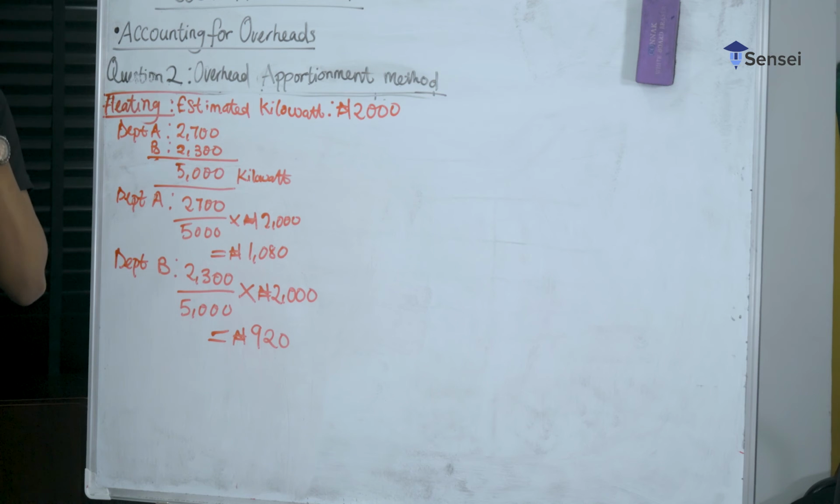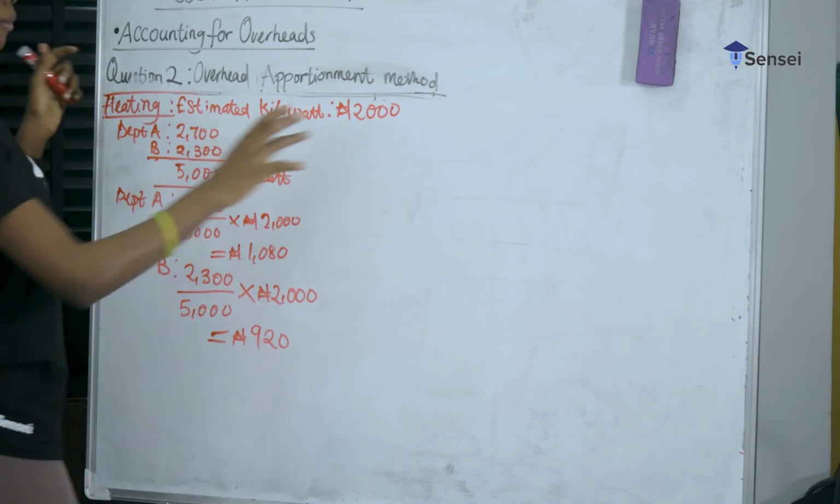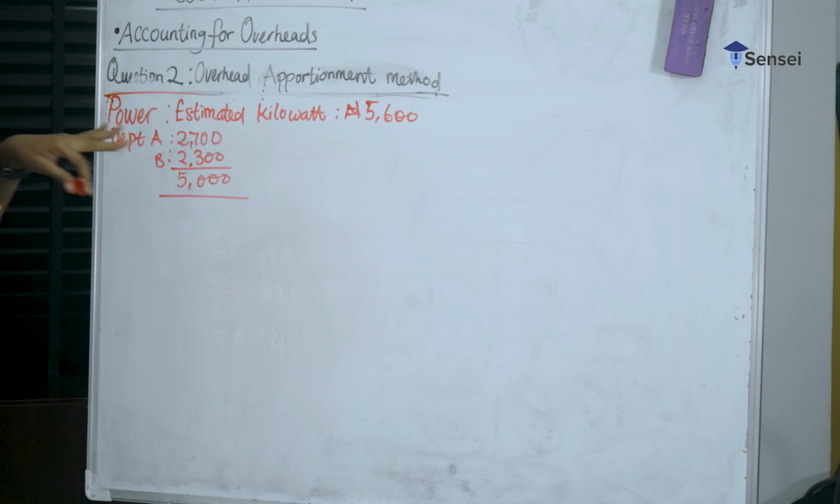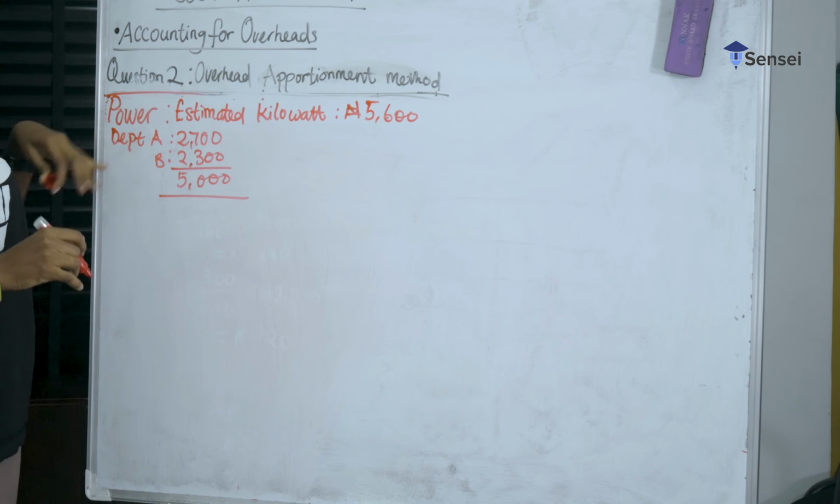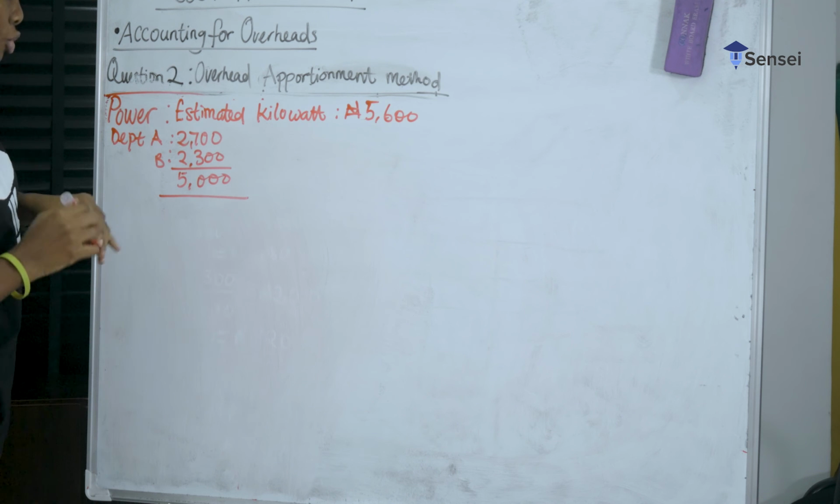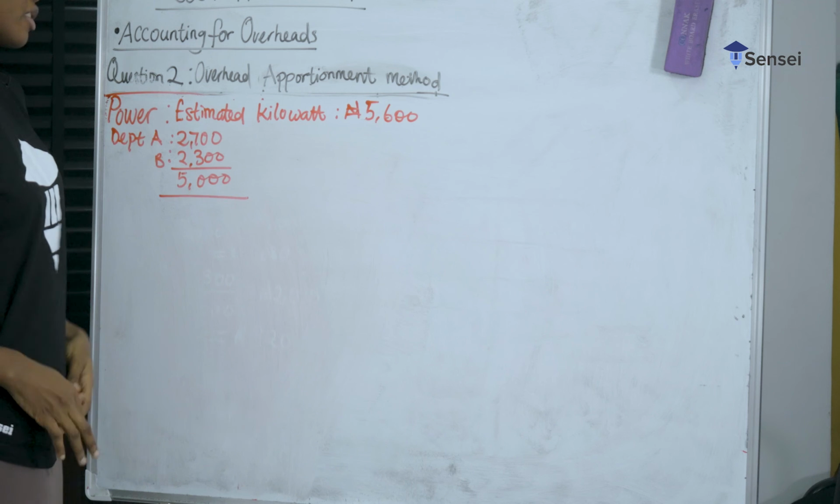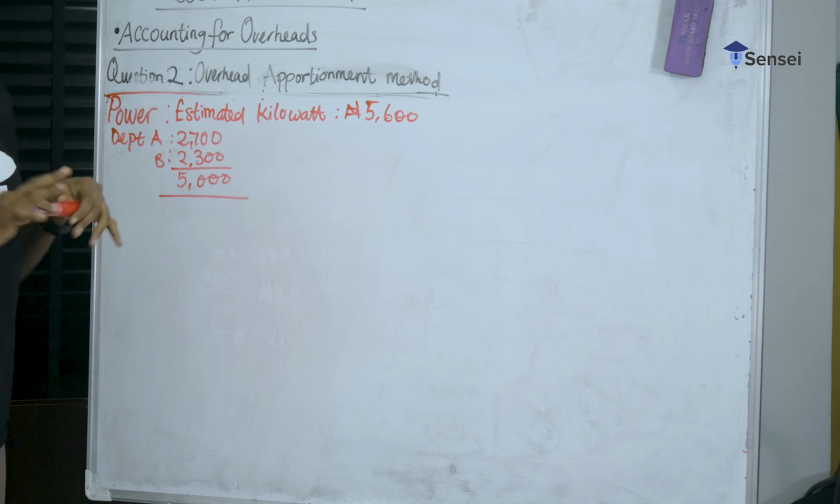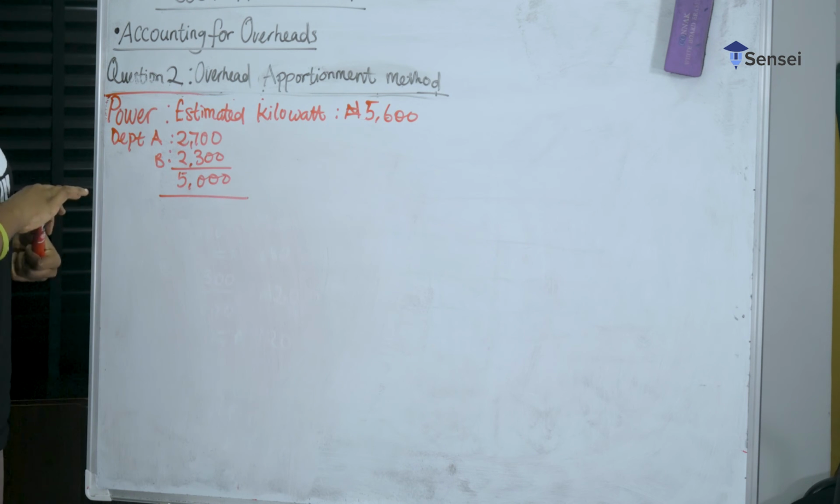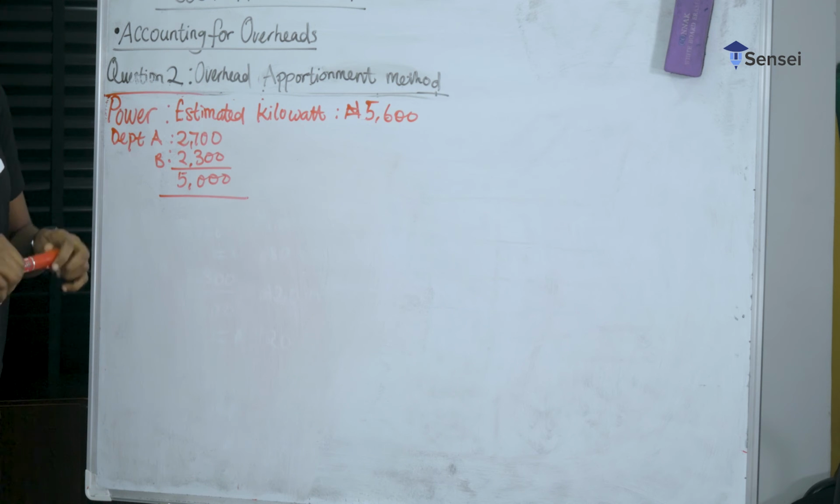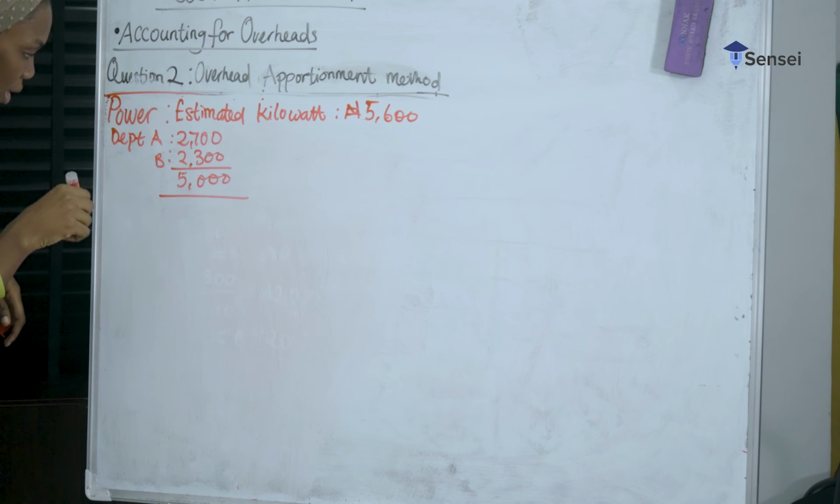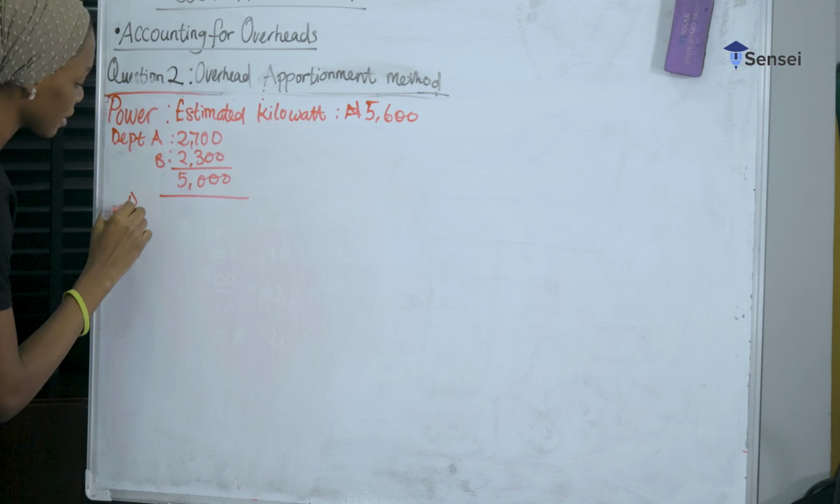So on to the next item on the table, which is power. This calculation will show us how we're able to apportion 5,600 naira between Department A and Department B using the estimated number of kilowatts as the basis of apportionment. So we start now with Department A.